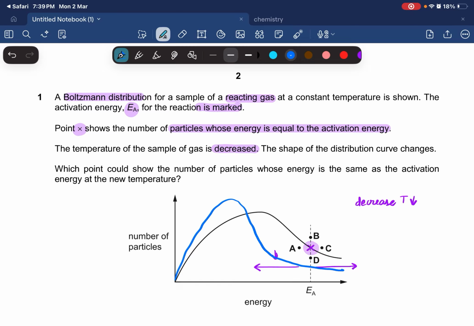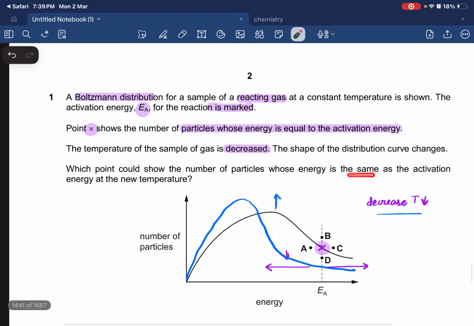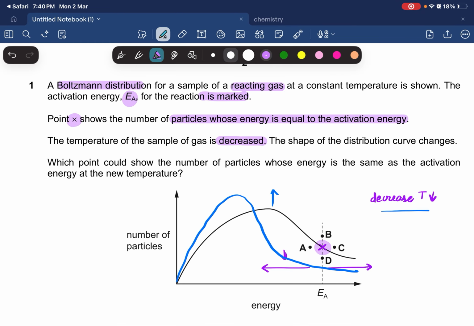The peak increases when you decrease the temperature, and the most probable particles, which initially were at this part, have now shifted towards the left side, which is this part. Which point could show the number of particles whose energy is the same as the activation energy at the new temperature? Firstly, there's a very important line that you should write here.